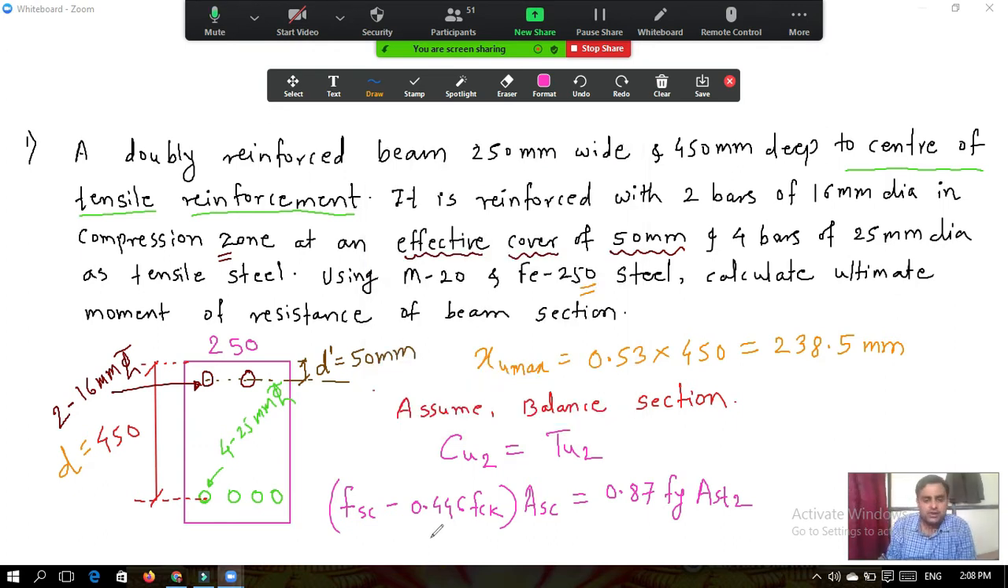I told you yesterday how to calculate the value of FSC. How to calculate the value of FSC now? See the grade of steel: Fe250 is given. So when Fe250 is given, we have a direct formula to calculate the value of FSC. What is that formula? FSC is equal to 0.87 Fy when the grade of steel is 250. Yesterday I explained through the graphs why the value is the same for 250 and why it is changing for Fe415 and Fe500. So we need to calculate the value of FSC now.